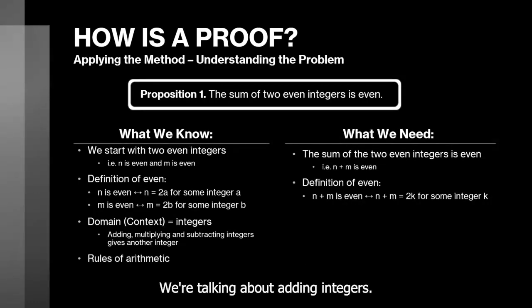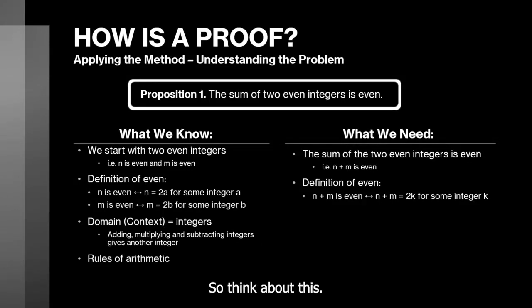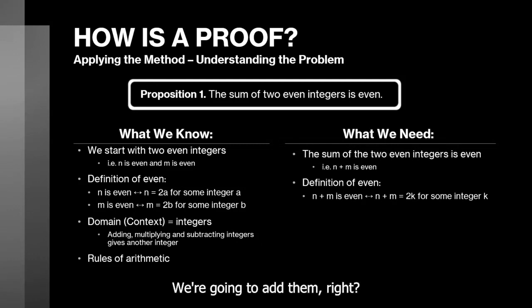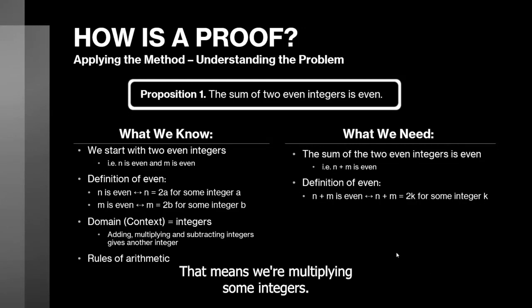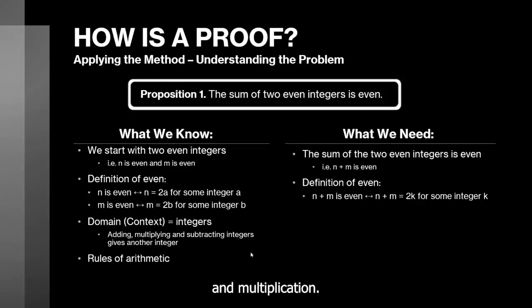We're talking about adding integers, so that means we've got to know the rules of arithmetic. So think about this. What are all the operations that we're doing on these integers? We're going to add them. We're going to need to add n plus m. What other operation are we using here? Yes, multiplying is exactly right. So we have multiples of 2. That means we're multiplying some integers. So we're going to need some of the rules of arithmetic that deal with addition and multiplication.